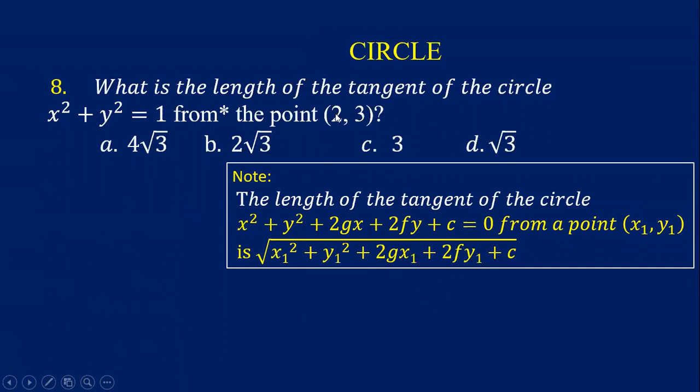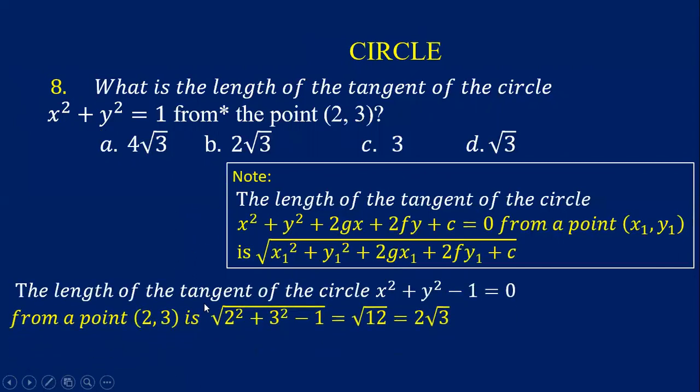Now what is x1? x1 is our given point. What is y1? This is the given point, 3, for this question. Let us see the calculation. The length of the tangent of the circle x square plus y square minus 1, that is the given circle, from the point (2, 3), which is outside the circle. X1 square plus y1 square, 2g x1 is missing here, 2f y1 is missing, and c is minus 1 here. So this is 4 plus 9, 13, minus 1, 12, root over 12, so 2 root 3. So this is the main formula.